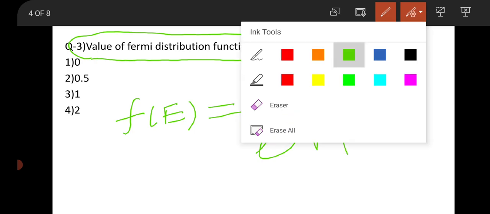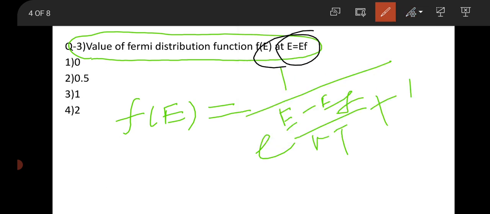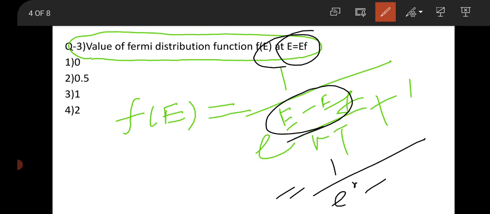For given E equal to EF, this exponent factor will be 0. So it will be e to the power 0 plus 1, that means 1 by 1 plus 1. It will be 1 by 2.